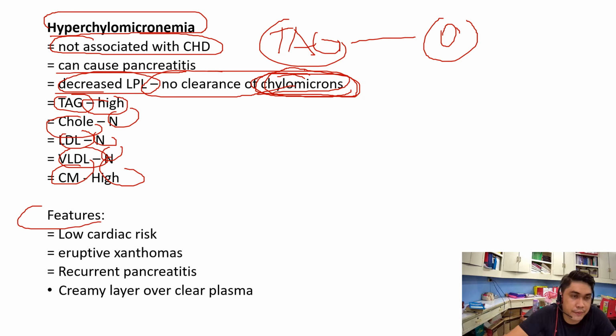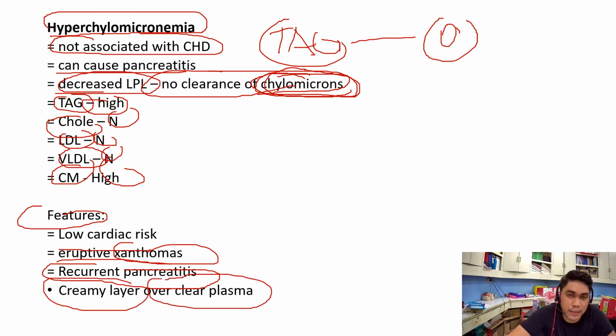Then the features of this disease: low cardiac risk because the only lipoprotein that is increased is chylomicron. But you have eruptive xanthomas, meaning you have a buildup of fat under the surface of the skin. It's due to accumulation of fat. That's xanthoma. Then next is recurrent pancreatitis due to a very high concentration of triglyceride, and there's a creamy layer over a clear plasma.